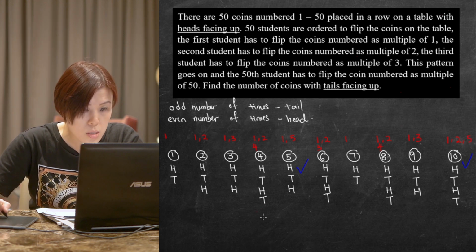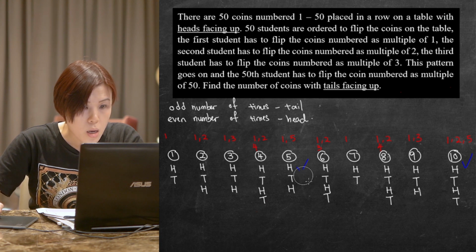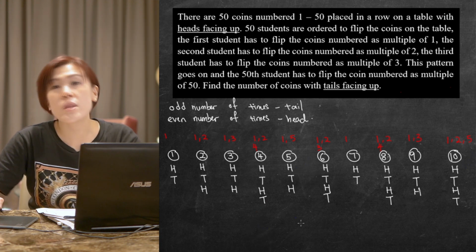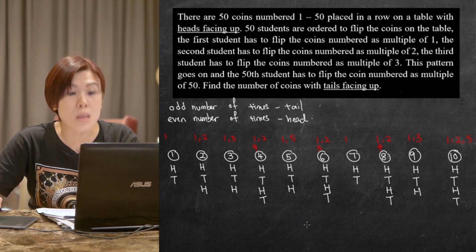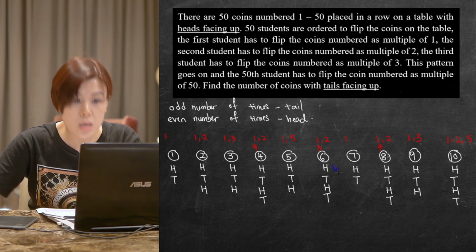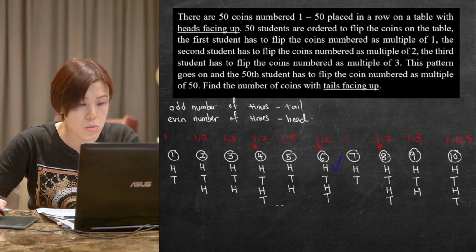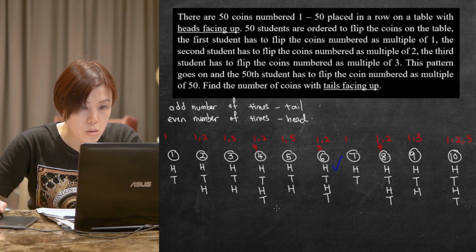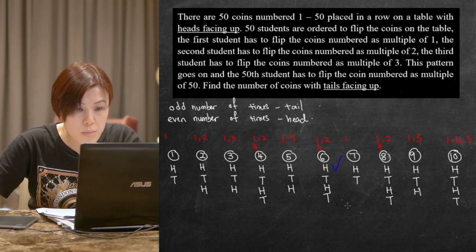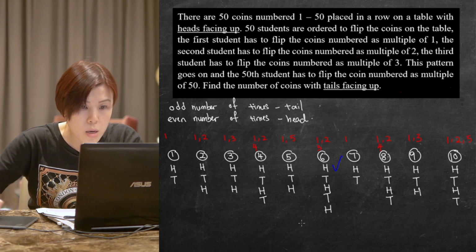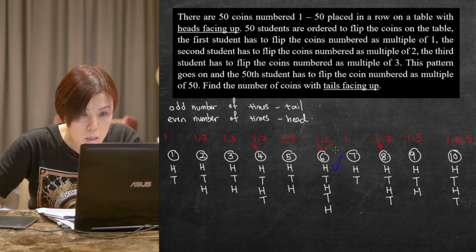And the 6th student, when the 6th student comes to the table, he will only need to flip 1 coin, a multiple of 6, which is 6 times 1, 6. So only this coin. Then coin number 6, tail facing up, will be head facing up now. And I will put 6 here.